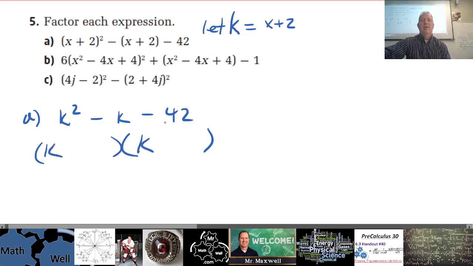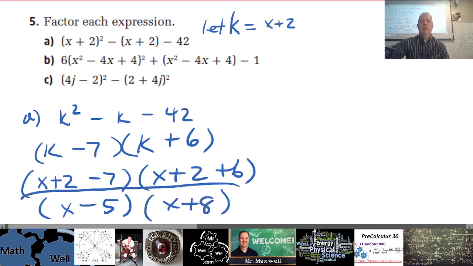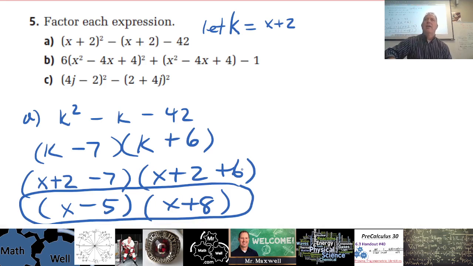K, K. What are my numbers here? 1 and 42, so minus 7 plus 6. Yes, very good job, Eric. So now let's resubstitute X plus 2 minus 7 and X plus 2 plus 6. This becomes X minus 5 and X plus 8. Okay. Did you have a question before? I didn't hear it. No. Okay.